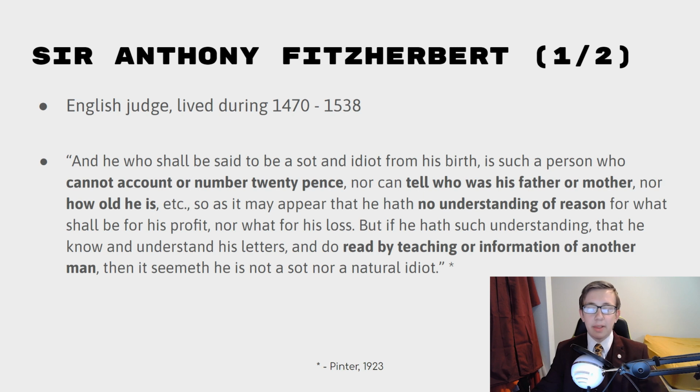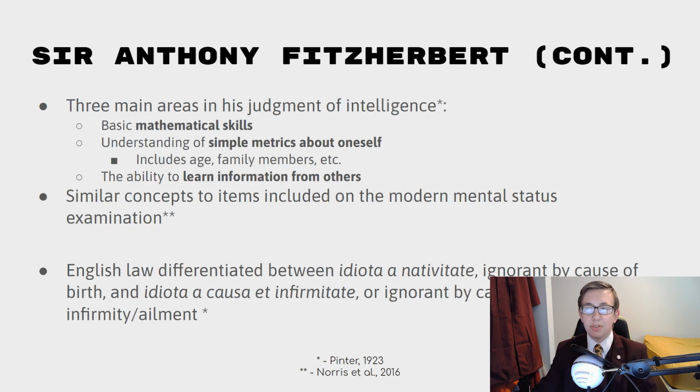So with Sir Anthony Fitzherbert, this is a quote from a book that I had pulled from him. He looked at the ability to count to 20, knowing who someone's mom or dad is and how old they are, and being able to understand reason in general. And at the end, he includes being able to read after somebody has taught them. So remember information after they've been taught. And that's what makes somebody not an idiot, which is the term that back then they used to define people, which I'll get into.